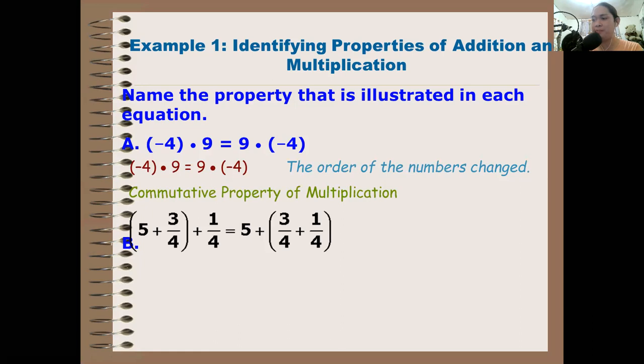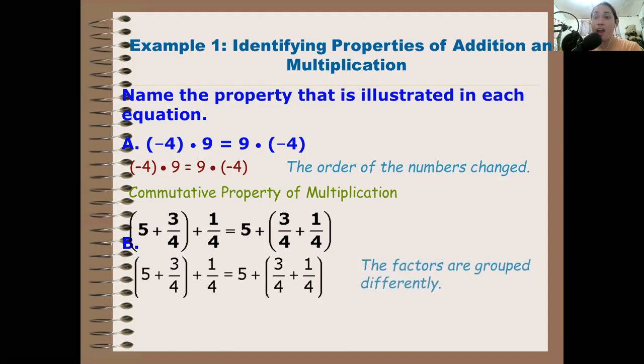What about letter B? Go on, I'll give you time. Okay, letter B, it gives us what? The factors are grouped differently. When the factors are grouped differently, then it tells us about the associative property of addition. Yes, exactly. I hope you'll be able to grasp the concept in this lesson.